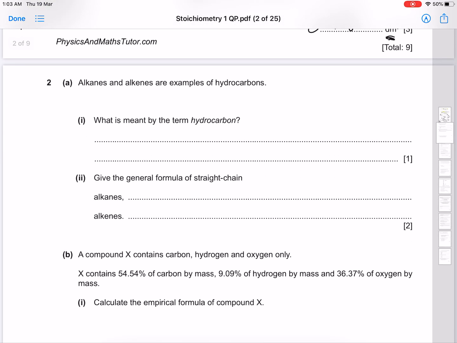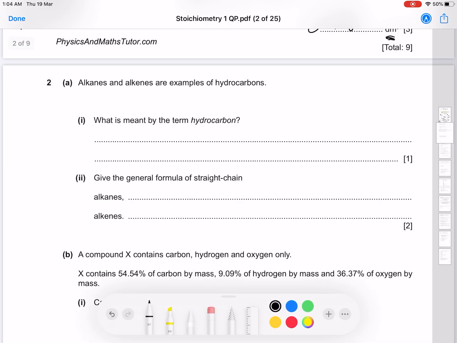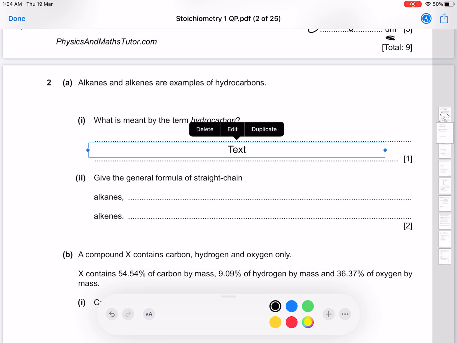Question 2, they're integrating the hydrocarbons along with the stoichiometry. So what's meant by hydrocarbon? We mentioned before about hydrocarbon. I'm just going to drag my text over here to write. So hydrocarbon simply is organic compounds that contain carbon and hydrogen only. And don't forget to write the word only.